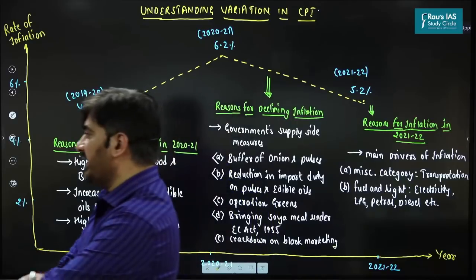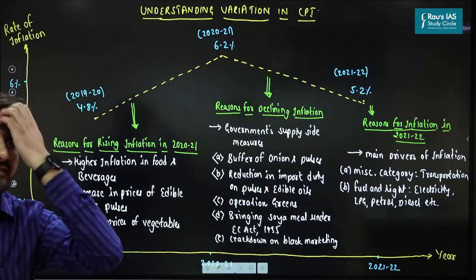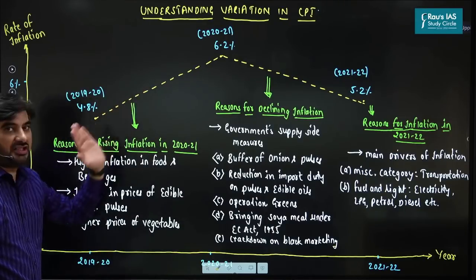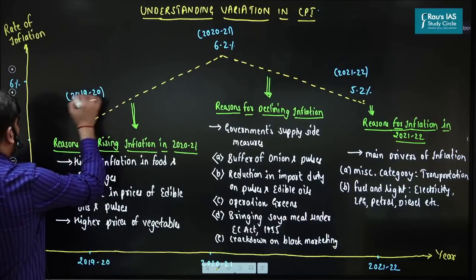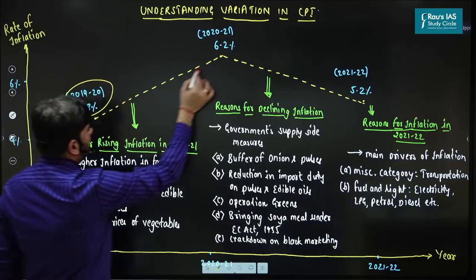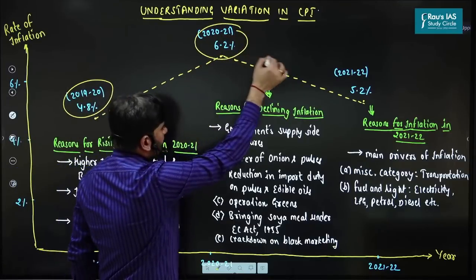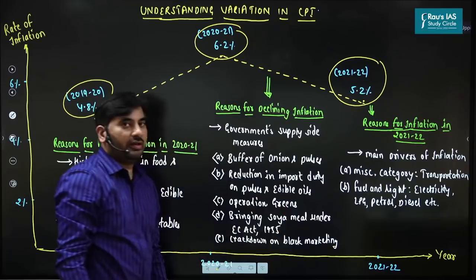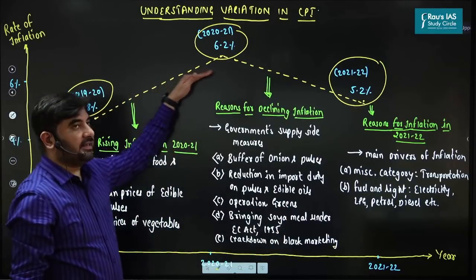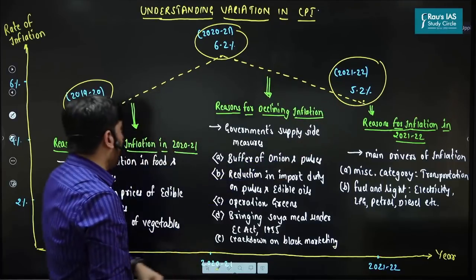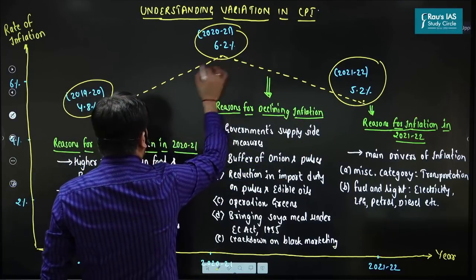Okay, now this is the part: reasons for the divergence between WPI and CPI. Let's understand that first. Let's look at how CPI has changed. CPI has increased from 4.8% to 6.2%. And then from 6.2%, on average, the CPI rate of inflation has come down in 21-22. So CPI has increased and then it has reduced. Let's understand why CPI increased for this particular year.